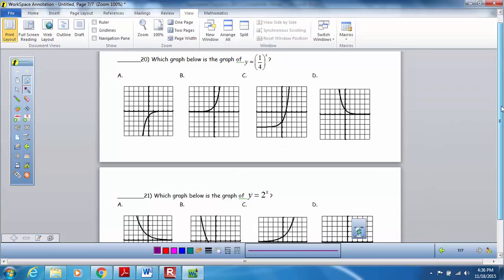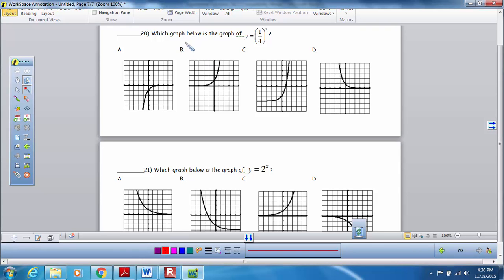So number 20, we did some of these yesterday, and they're pretty simple. If we want to match the graph with this function, then we want to create an x and y table where we can plug some things in for x and figure out what y will equal. So let's just say we start with 0. If I plug in 0 here, then anything raised to the 0 power is 1. So I want to see which one of these has 0, 1 plotted. Not this one, because that's here. So it can't be that one. This one has it. This one does not have it. And this one also has it.